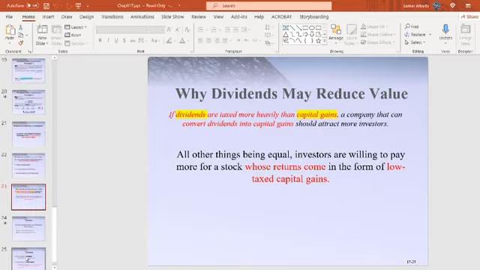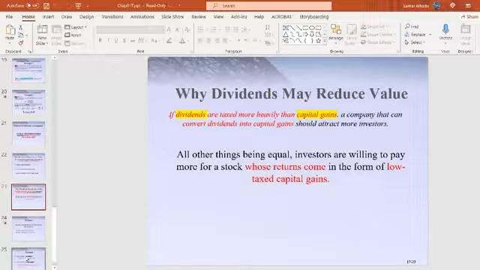Also, dividends may reduce the value of the company. Why? If dividends are taxed more heavily than capital gains, a company that can convert dividends into capital gains should attract more investors. Okay, what is the idea here? In some countries, the tax on dividends is higher than the tax on capital gains. And when we say capital gains, this is the increase in the price. Like if you buy the shares today at $10, then the price goes up and you sell it at $20. You will pay a tax on the profit, right? Like on the difference.